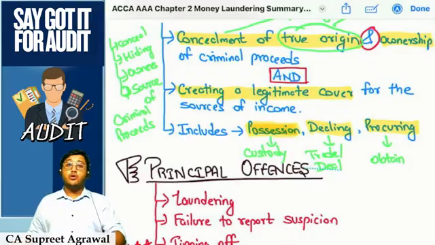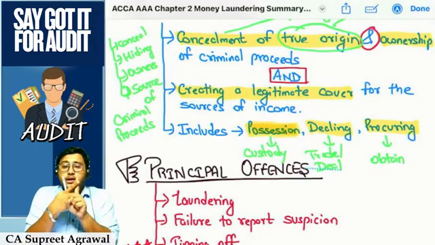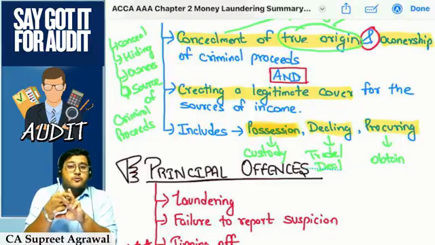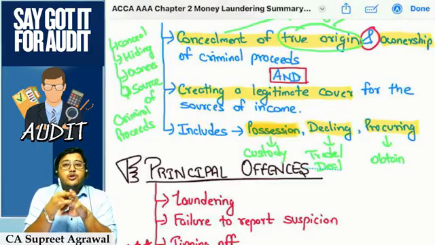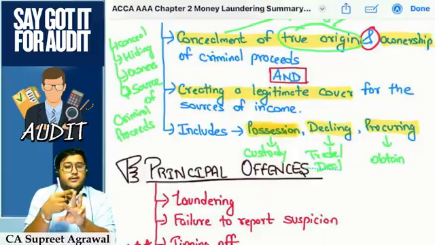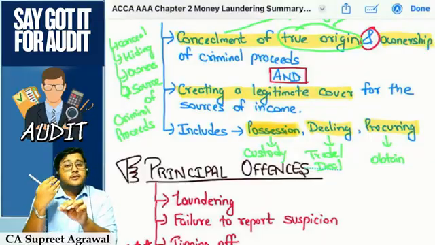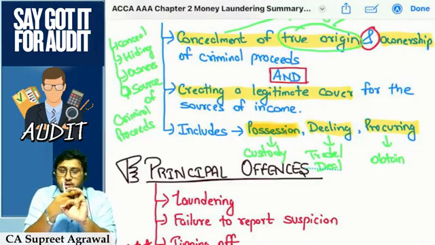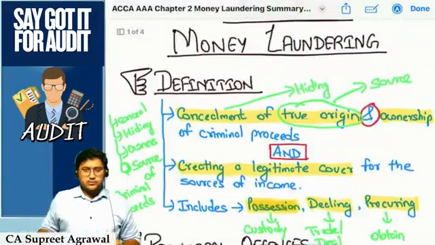That is, it is not just the conversion. What else is included under this? If you try to conceal the source or the ownership of criminal proceeds and try to come up with a legitimate cover, then it is considered money laundering. There are certain special things which are covered. Number one is possession, number two is dealing, and number three is procuring. That is very, very important. I hope this is clear.